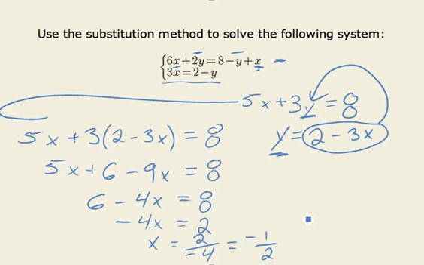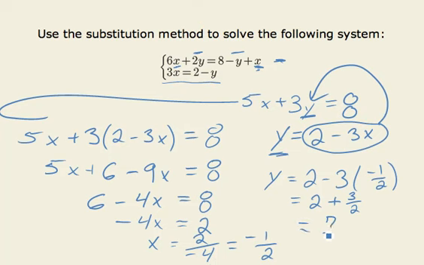Let's go ahead and discover our y value. We can do that by plugging this x value into our y equation. Y equals 2 minus 3 times x. Of course, x is negative a half. So we'll just go ahead and evaluate this. Negative 3 times negative a half gives us a positive 3 halves. 2 plus 3 halves is 7 halves. So it looks like a solution to our system is the ordered pair negative a half, 7 halves.